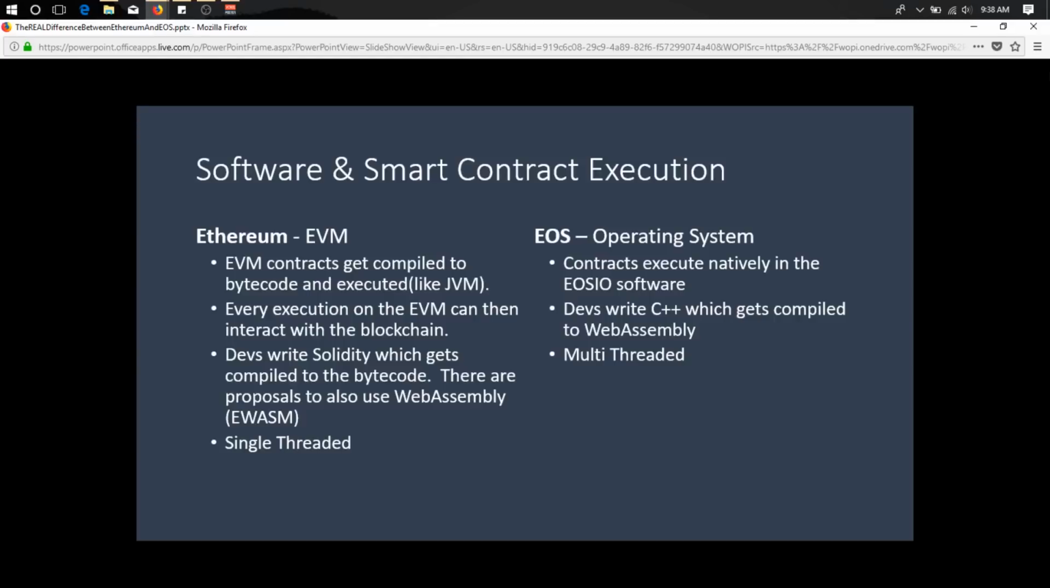EOS acts more like an operating system. This gives developers a bunch of useful features by default that they can then choose to use or not. This is different than Ethereum, where Solidity is a new language and many of the features must be written by the developer community from scratch. Developers write C++, which gets compiled to WebAssembly that then runs directly on an EOS processing node. EOS will be multi-threaded.